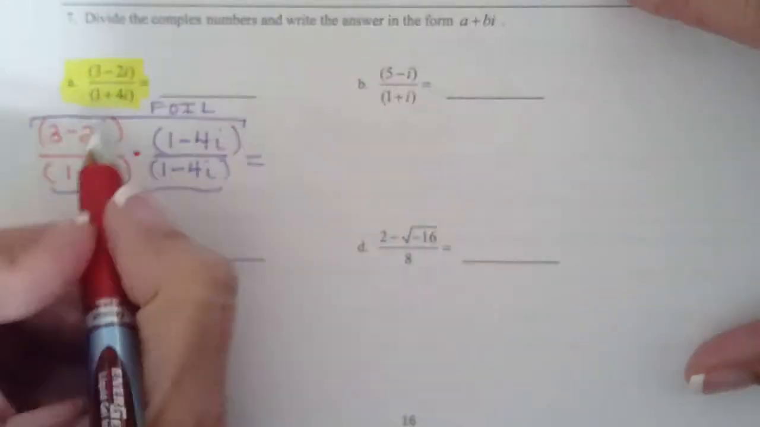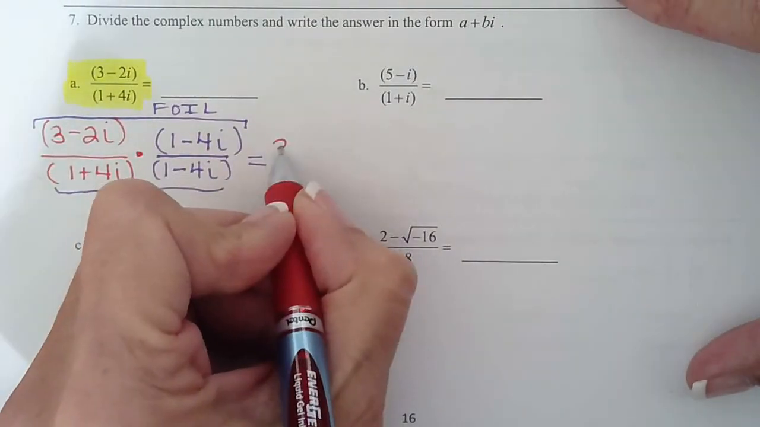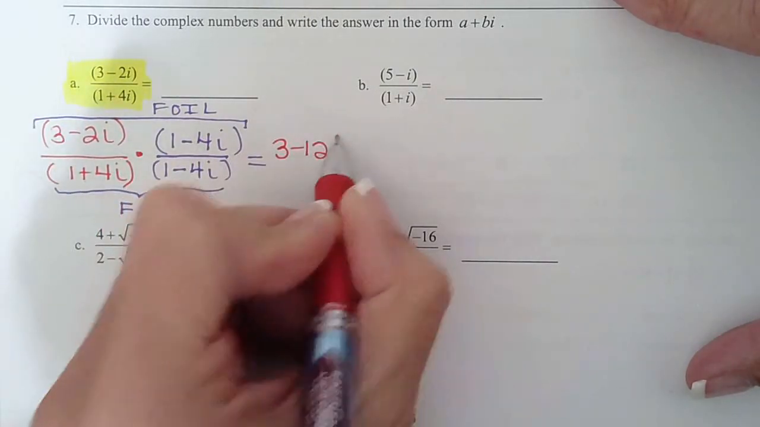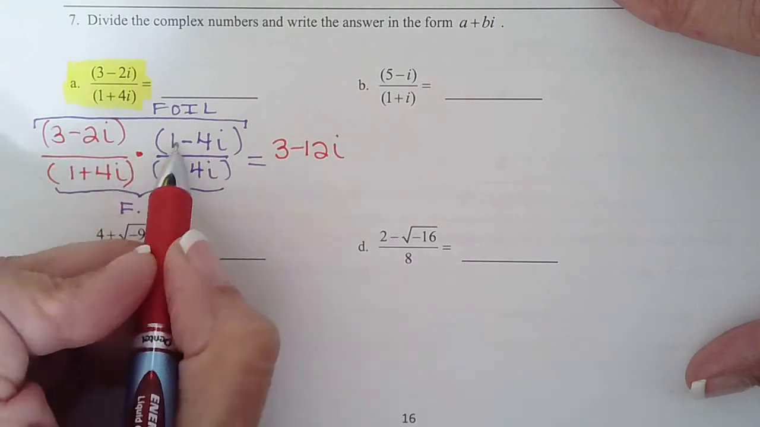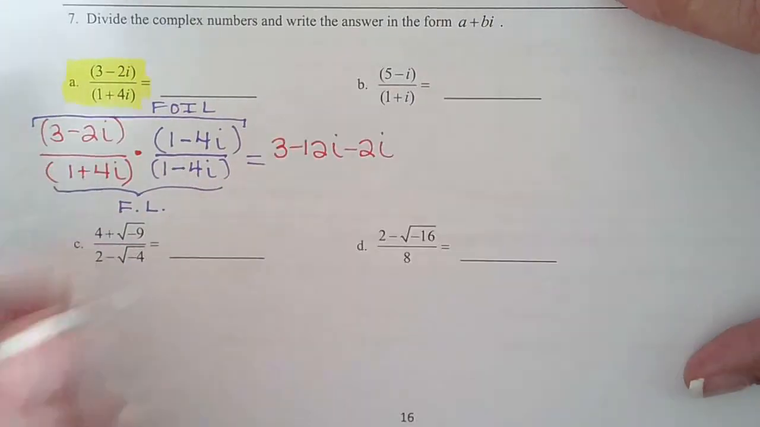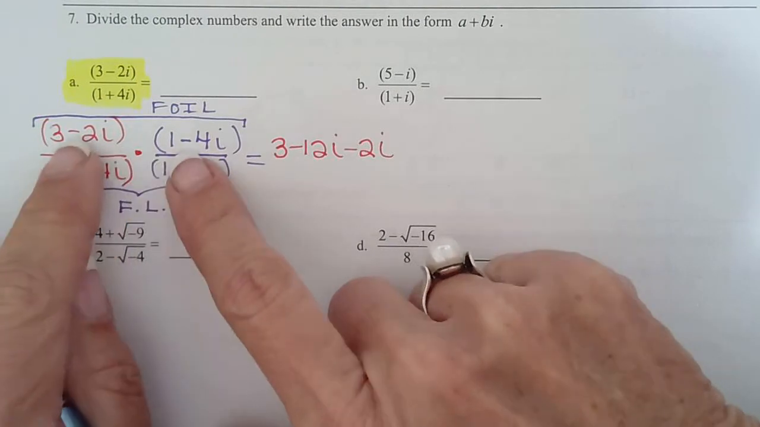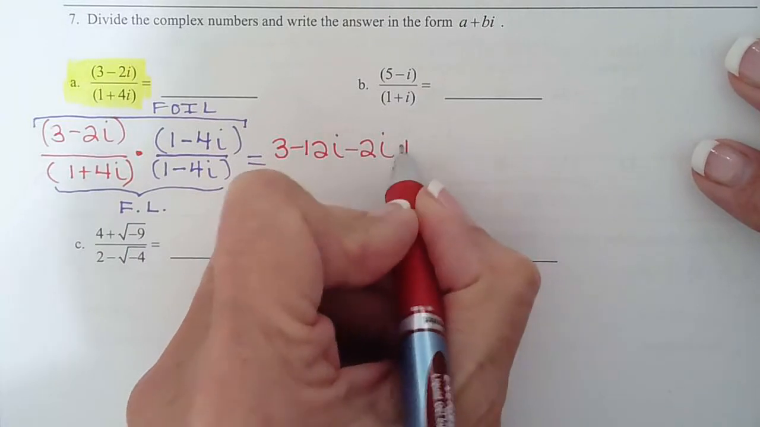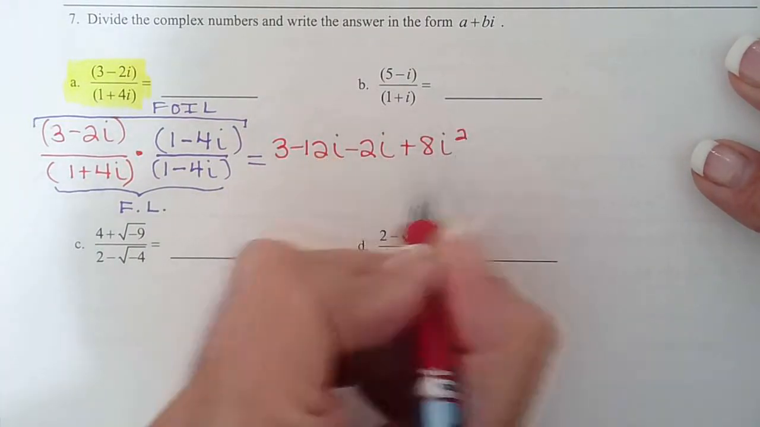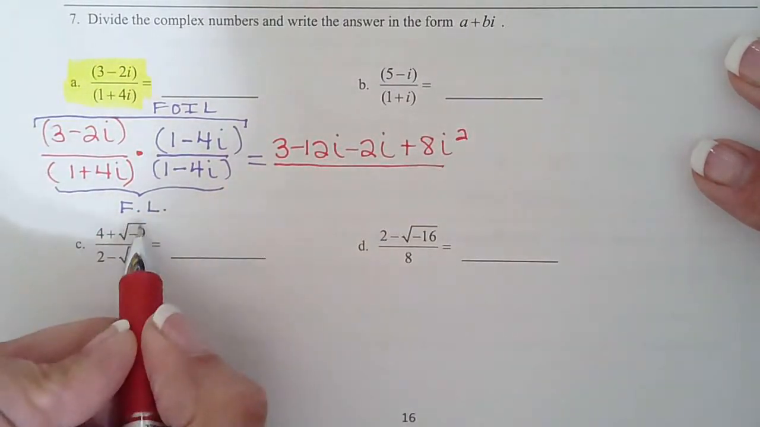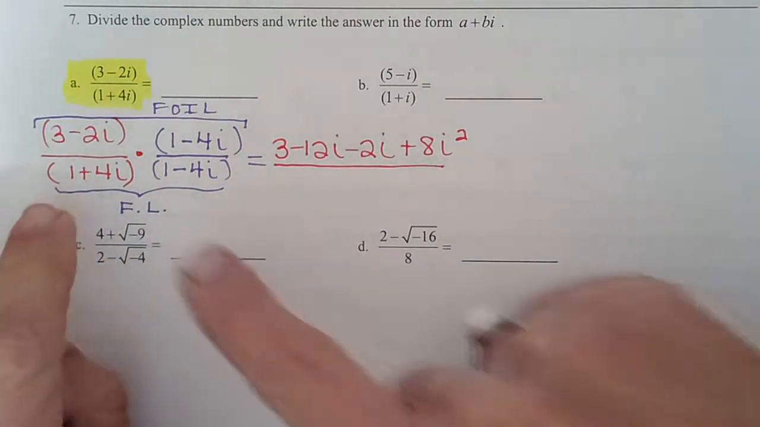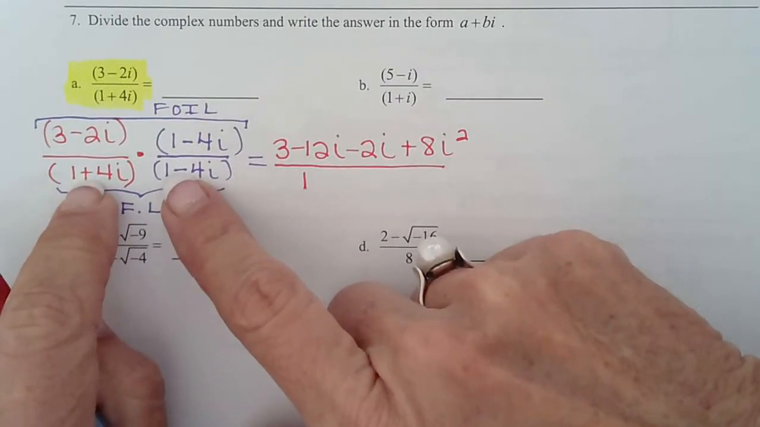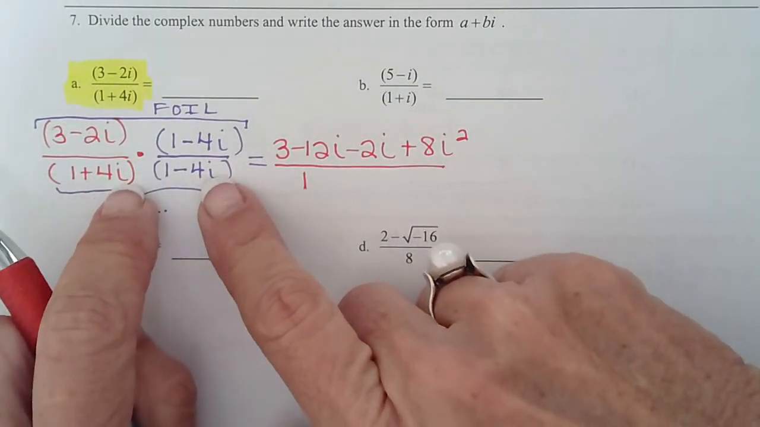Okay, so let's FOIL. So we get 3 minus 12i from the 1 times minus 12i... so 3 minus 12i minus 2i, and then positive 8i squared. And in the denominator, because they're conjugates, we only have to do F and L. So from F we get 1. From L we get negative 16i squared.